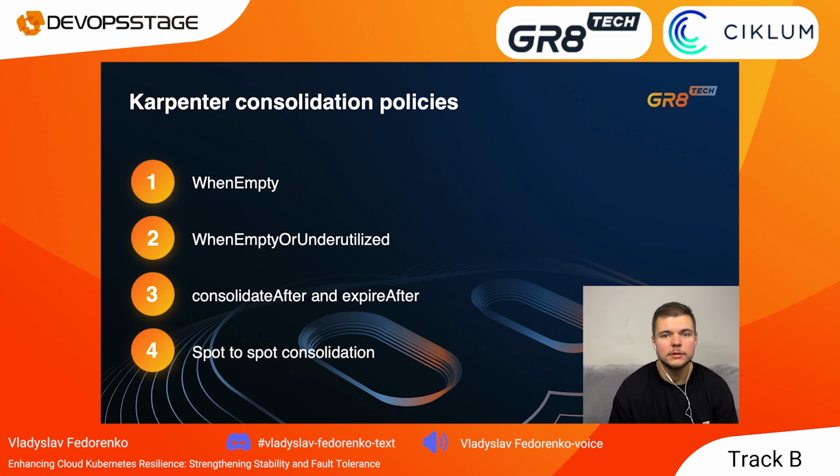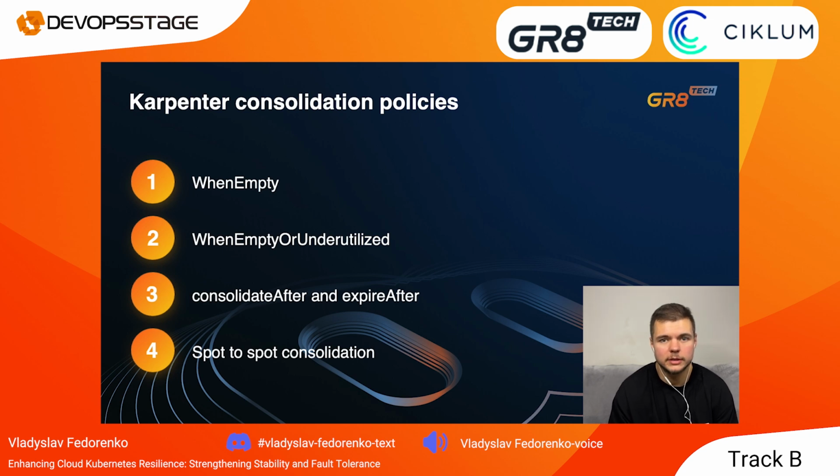The second type of consolidation is when nodes are empty or underutilized. It is good for cases where you have a lot of replicas of your application or your application is not so downtime sensitive. So Karpenter will always choose the cheapest nodes to run on. That is the most cost-efficient way to run your workloads, and is a great choice for a general node pool.